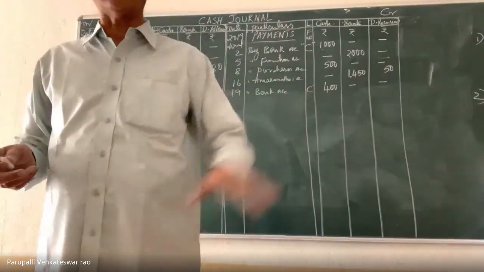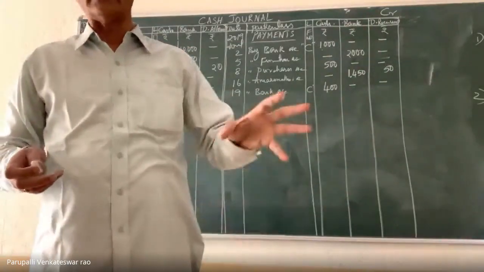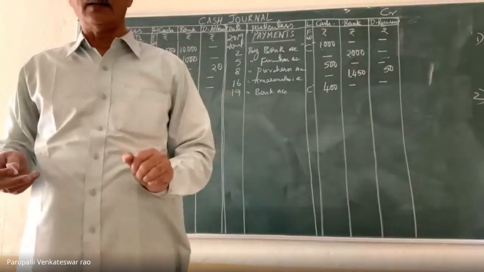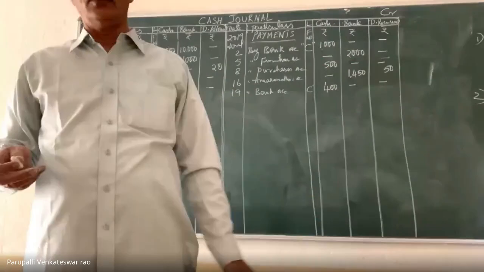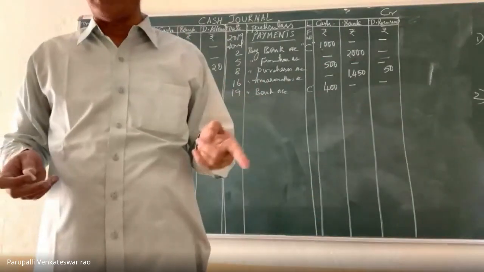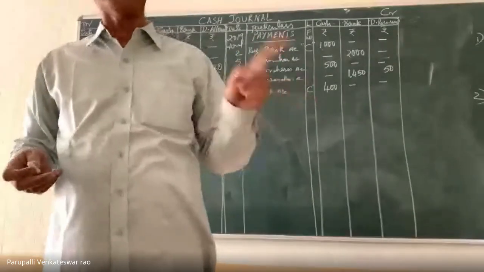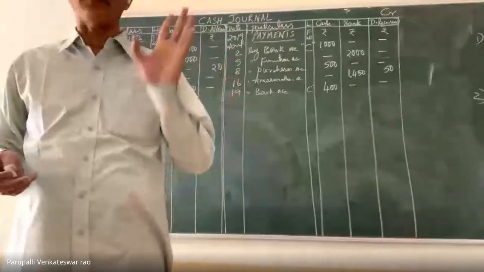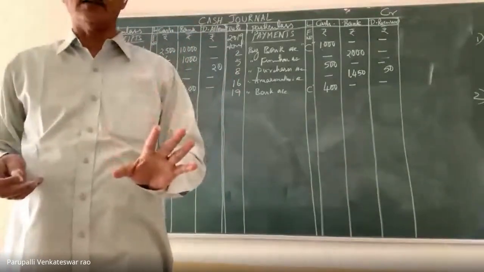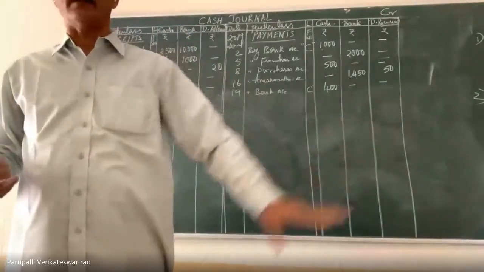When does it happen? Write that. When does it happen? I told you 3 occasions. Cash deposited to the bank, cash withdrawn from bank for office use, and check received on one day but deposited on a subsequent day. That happens. If you write these 3, you will get all 5 marks awarded.